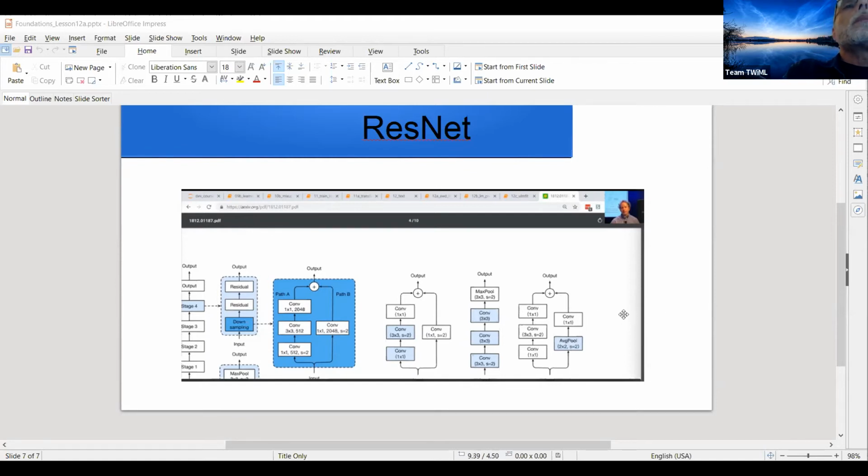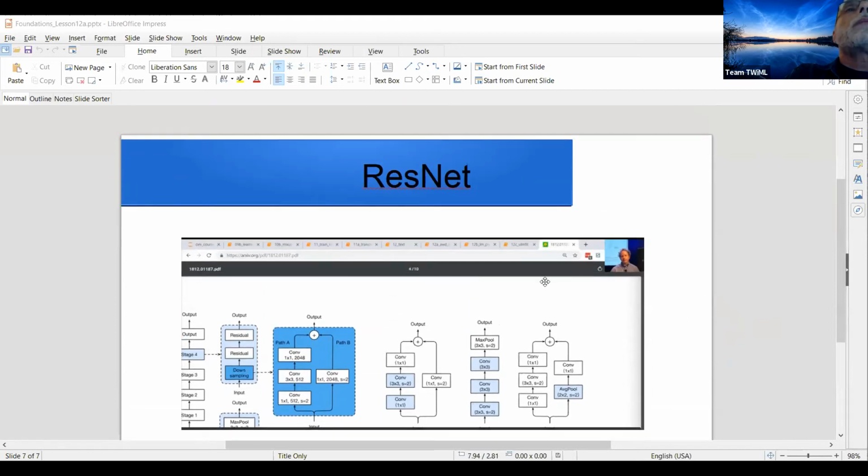So I don't have the whole drawing here. The whole idea of this ResNet is to be able to train very deep networks with lots and lots of layers and not have the gradients either underflow or overflow. And that's as far as I got with this ResNet so far. Does anyone have anything to add?